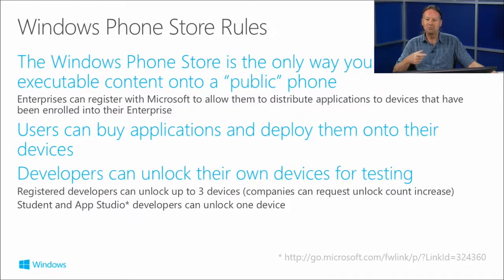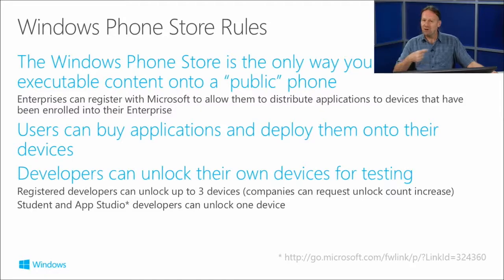As Matthijs took us through yesterday with the enterprise session, enterprises can sideload apps for their own use, and they can register to be an enterprise publisher. But for regular apps that people are going to buy through their mobile operator billing, or through payment through credit card or PayPal or whatever payment mechanism, the only way you can get them on is through the store. So users buy their applications through that.